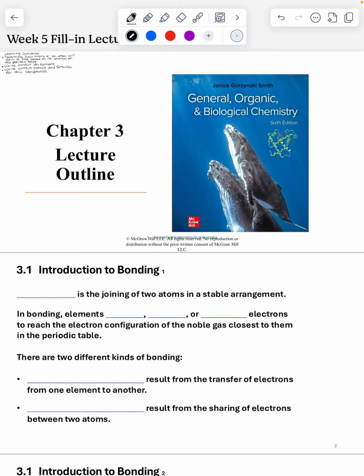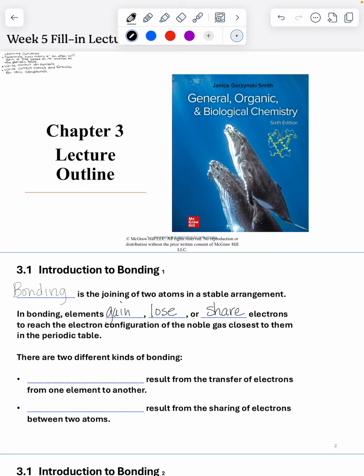The first thing that we want to see is that bonding is the joining of two atoms in a stable arrangement. In bonding, electrons will either gain, they will lose, or they will share electrons to reach the electron configuration of what's called noble gas configuration. That's the noble gas that's the closest to them on the periodic table.